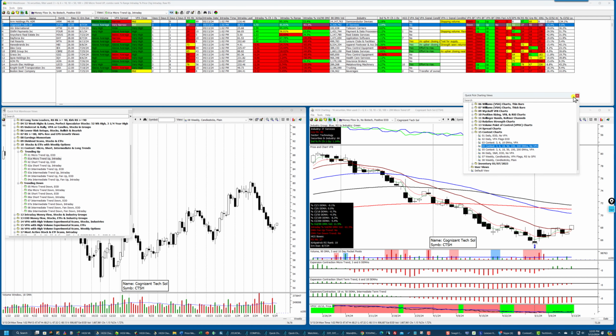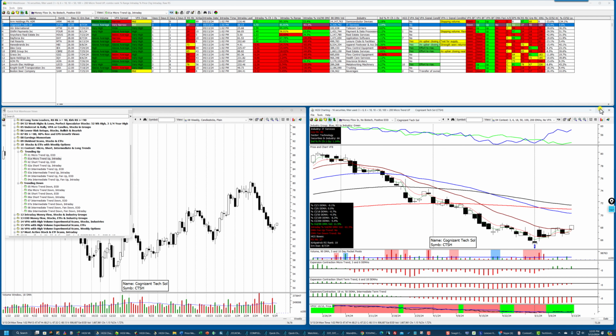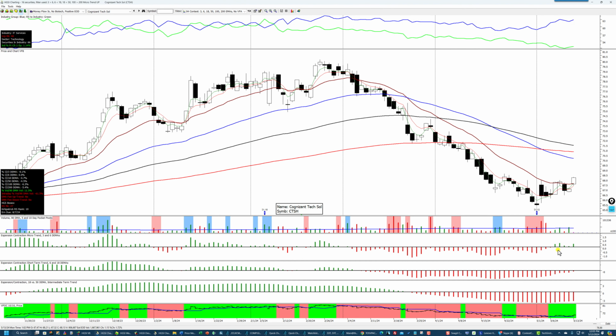And here it is. I'll enlarge it so we can see it better. So here's volume, and here's the crossover right here. You can see the crossover, and now it's continuing to move up. So these scans, like I said, can help us find stocks that are just beginning their moves.